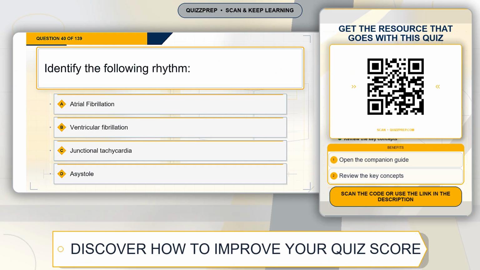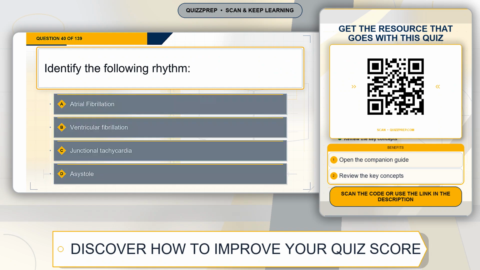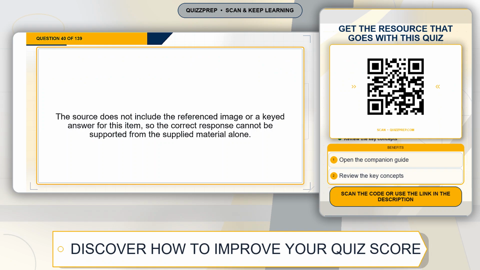Question 40. Identify the following rhythm. Option A, atrial fibrillation. Option B, ventricular fibrillation. Option C, junctional tachycardia. Option D, asystole. The correct answer is now shown. Explanation. The source does not include the referenced image or a keyed answer for this item, so the correct response cannot be supported from the supplied material alone.